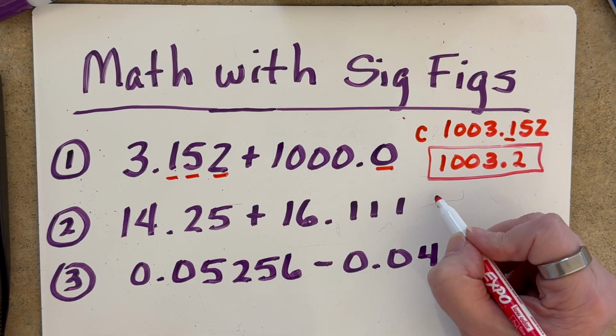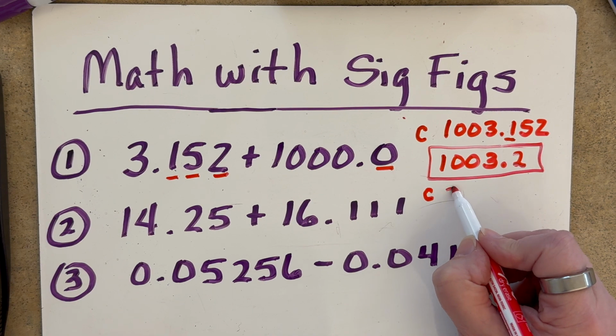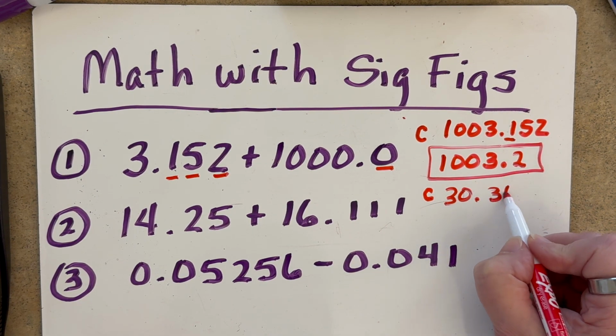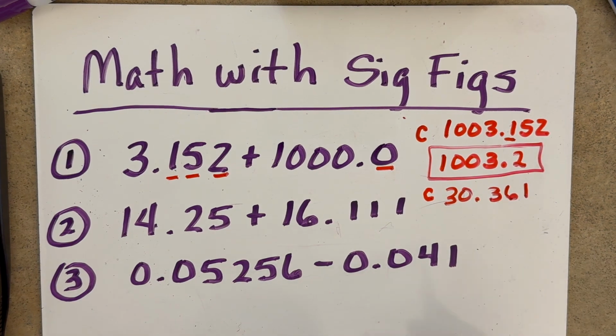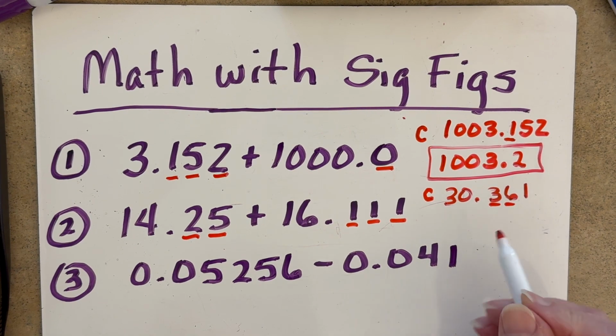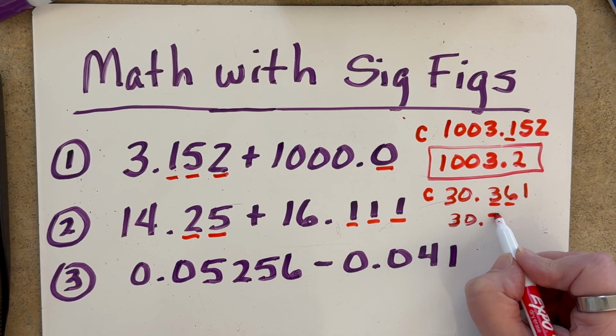For our next one, the calculator answer is 30.361. We have 2 digits here, 3 digits here, so 2 is lower. We get to keep 2, so we're going to cut off that 1, and our final answer will be 30.36.